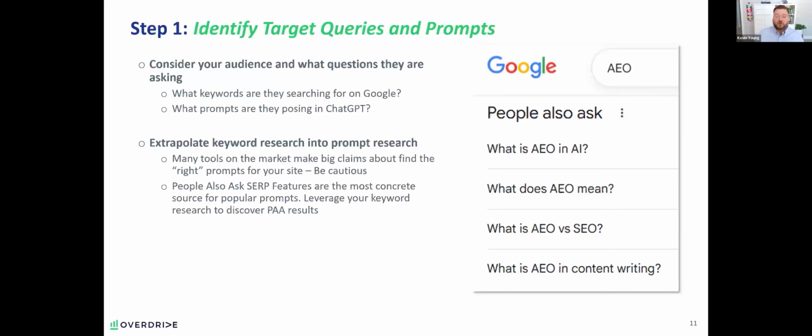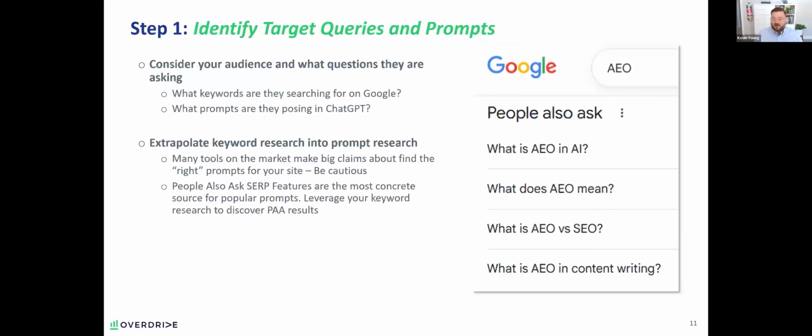So essentially, we need to start with keyword research. We need to consider our audience and what questions they're asking. So, what keywords are they searching for on Google? And then extrapolating into what prompts they might be posing in ChatGPT. Once we've done our keyword research and found the keywords that are going to be relevant to the page we're going to be writing, then we can extrapolate that keyword research into prompt research.